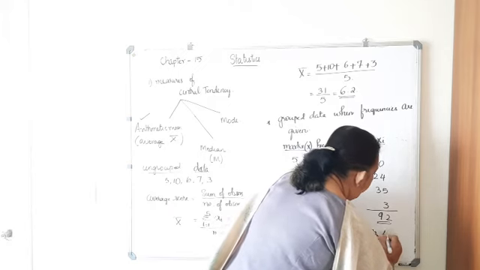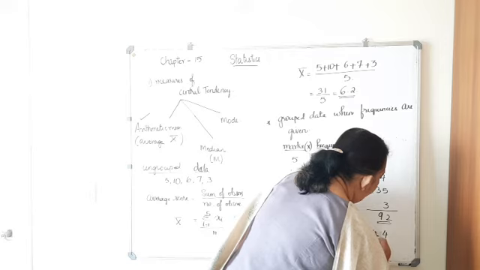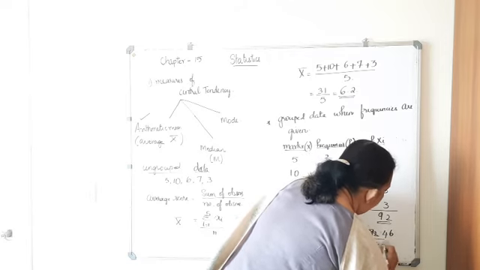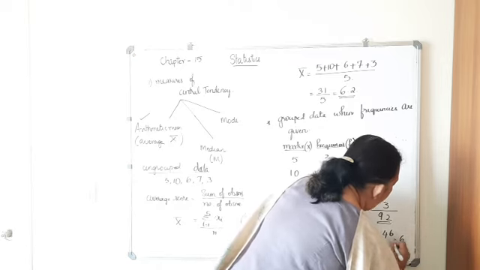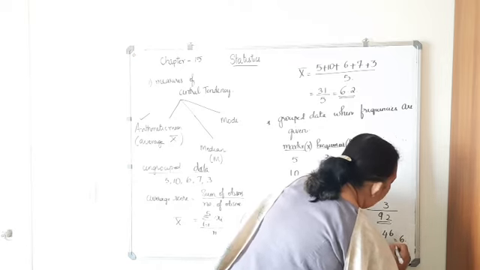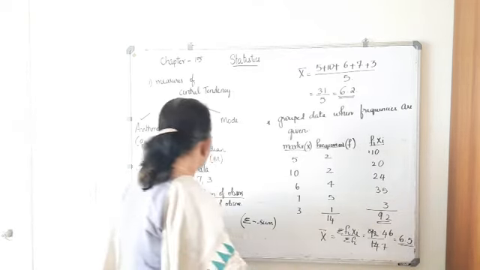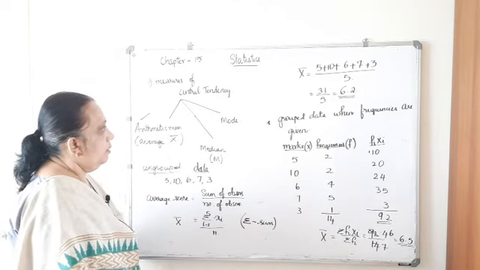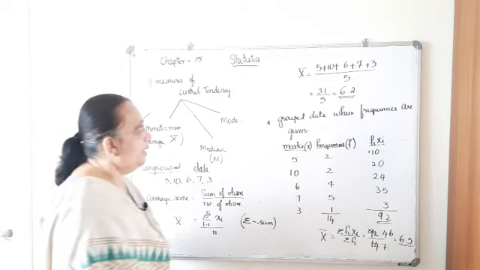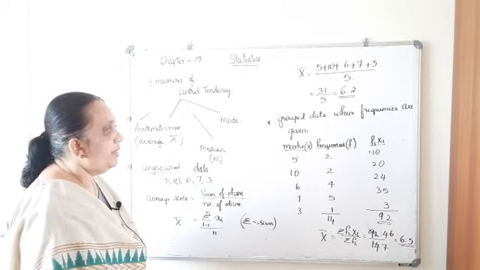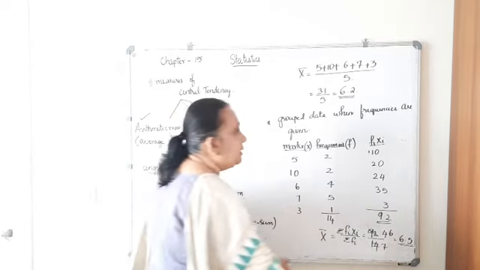So that will be 2 4s are 8, 6, 7, 46 by 7. 7 6s are 42, 42, 40, 7 5s are 35, approximately equal to 6.5. So this is how you find out the arithmetic mean when the frequencies are given. Sigma fi xi divided by sigma fi.